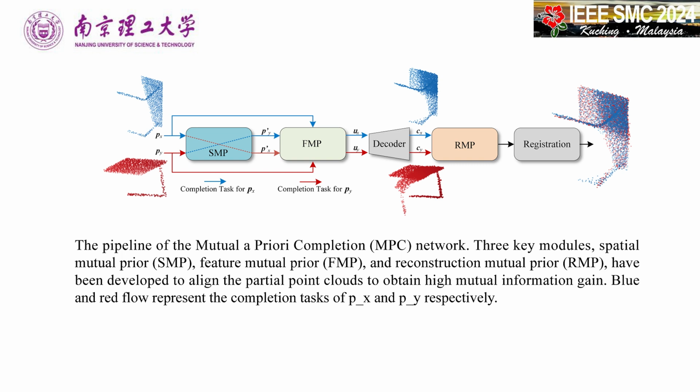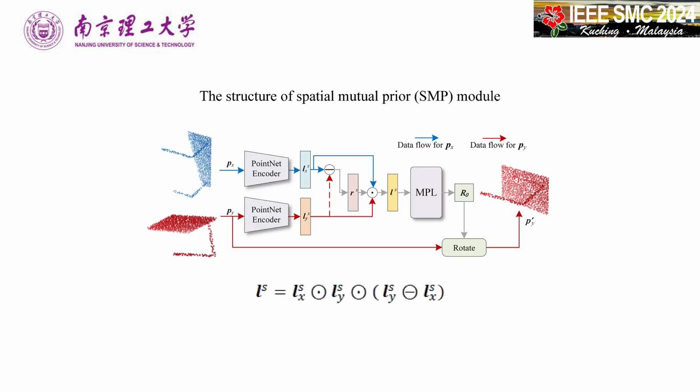The pipeline of the MPC has 3 key modules: spatial mutual prior SMP, feature mutual prior FMP, and reconstruction mutual prior RMP, developed to align the partial point clouds to obtain high mutual information gain. Blue and red flow represent the completion tasks of P_X and P_Y respectively. Assuming that the completion of P_X is the main task, SMP generates a coarse rotation matrix R_0 to align the orientation of P_Y to P_X.